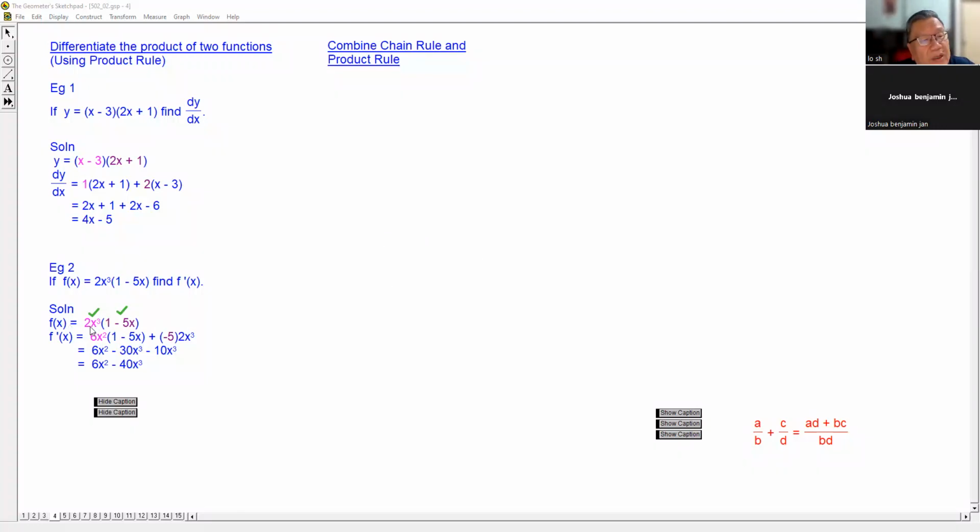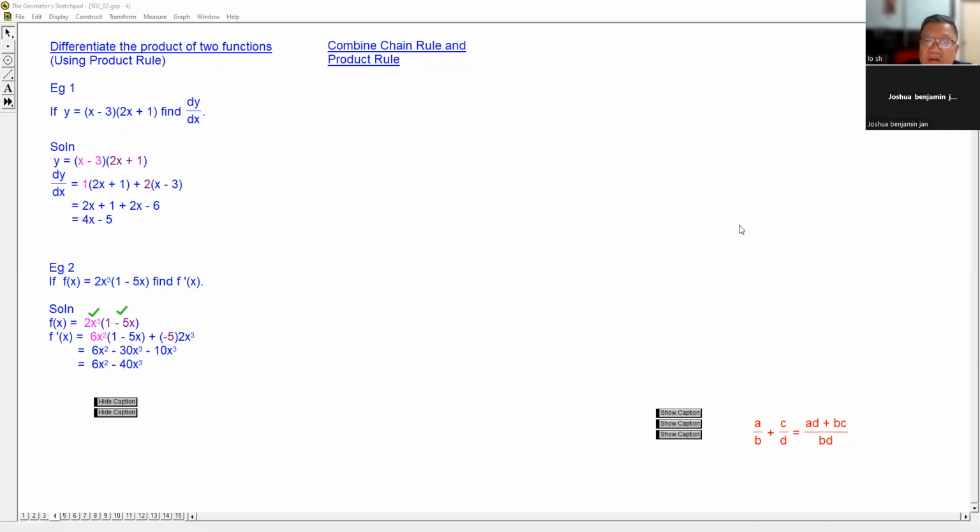Okay, right. So we look at the pink color. We are going to differentiate the pink color. 3 bring down, becomes 6. 3 less by 1, becomes x squared. And this 1 minus 5x, you just keep.